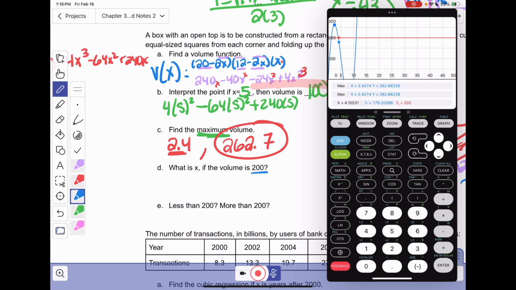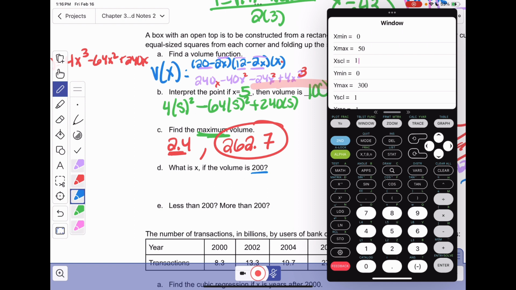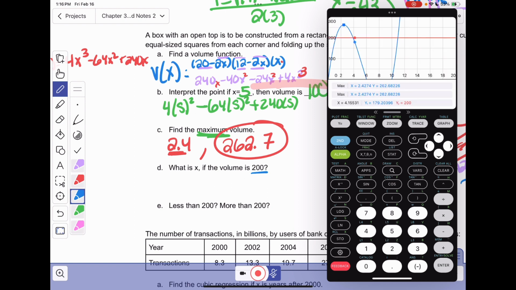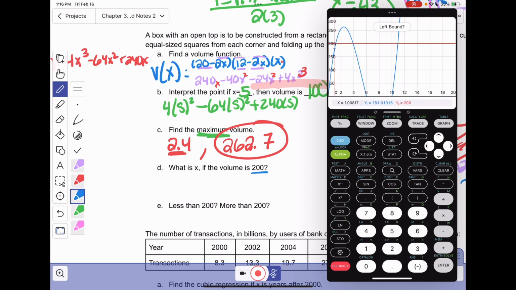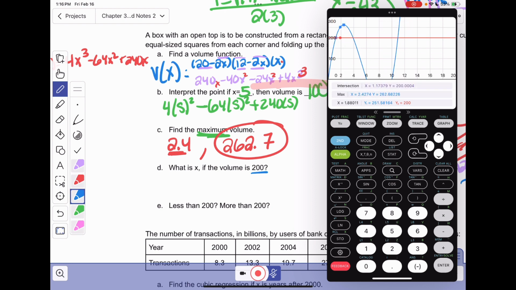Now we're going to find those two intersection points. I'm going to make my x minimum, maximum a little bit smaller so we can see better. We know at this point right here, we have a volume of 200. At this point, we have a volume of 200. And at this point, we have a volume of 200. So let's see. Second trace intersect, left bound, right bound. One intersection is 1.17.